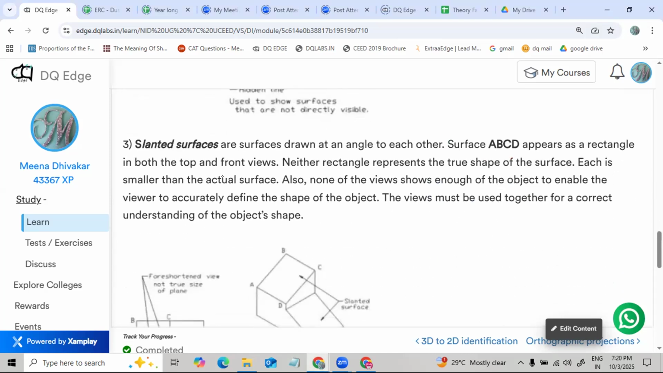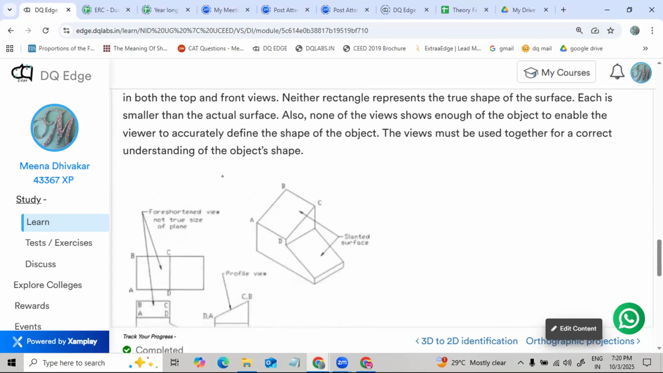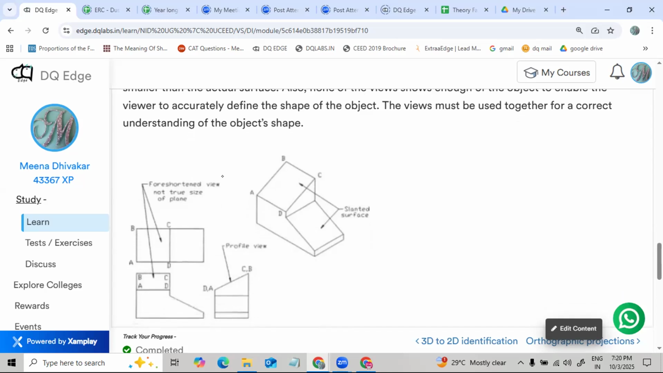Okay, next, slanting surface. As I told you in the beginning of the session, when you view from the top, a slanting surface doesn't look like slanting. Remember, when I view from the top, a slanting surface does not look like slanting. It just looks like a single flat surface, like a plane. But see here, ABCD is a slanting surface. Do you agree? Yes, ma'am. I can't predict that from the top.